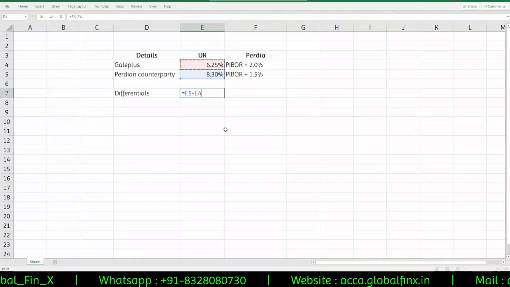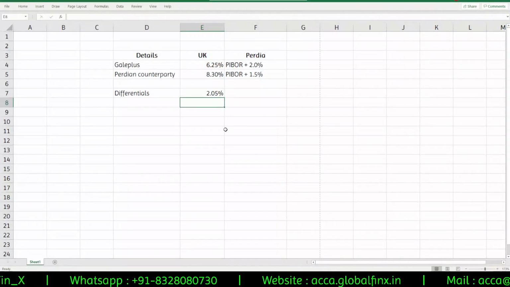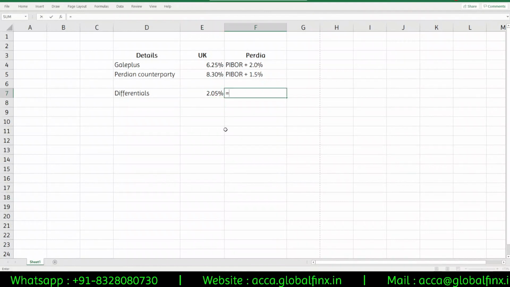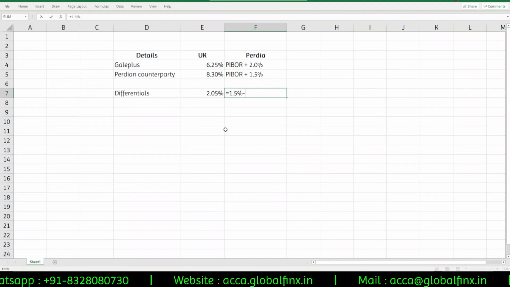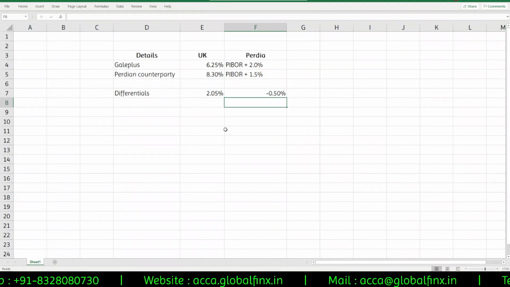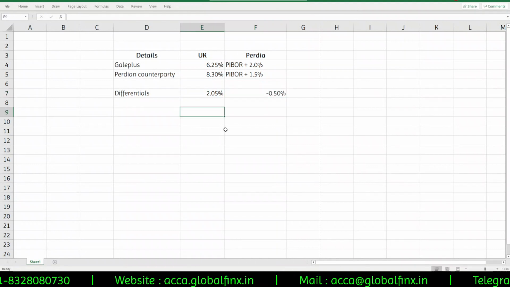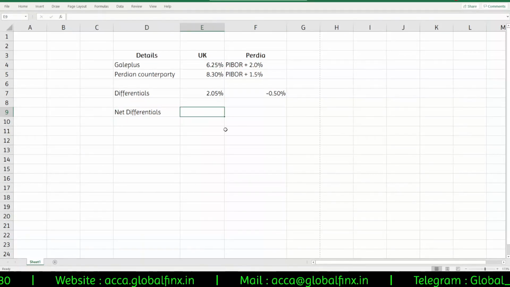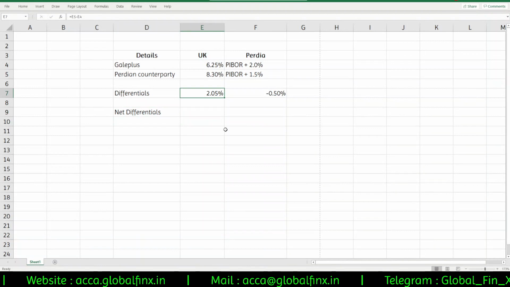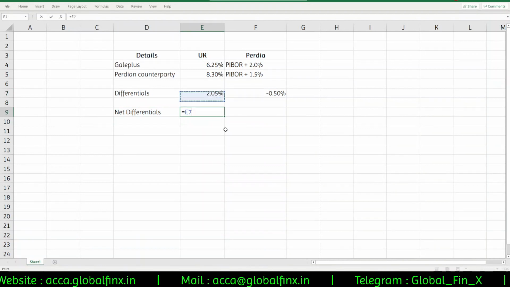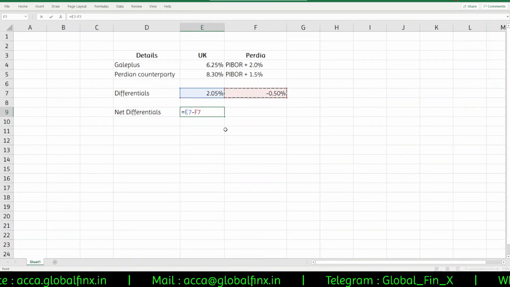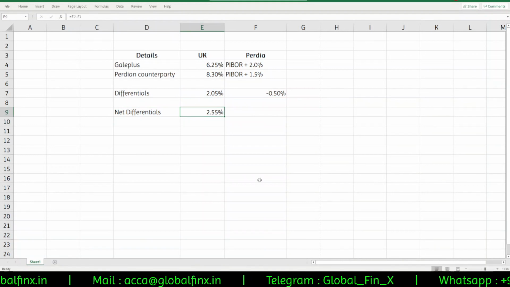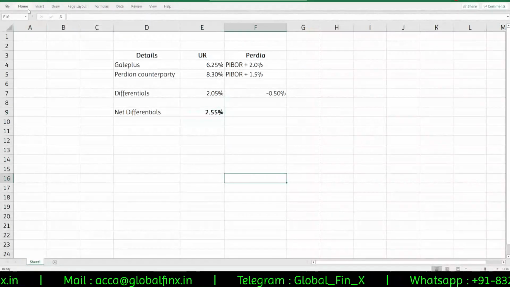8.3 minus 6.25, that is 2.05%, is the differential benefit here, and here it is 1.5% minus 2%, so that is 0.5%. So if I see the net differentials, that would be 2.05 minus 0.5%, which is 2.55%. So here you have double savings. You need to identify that.